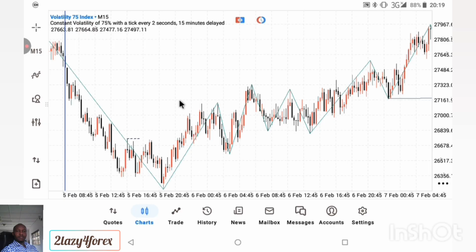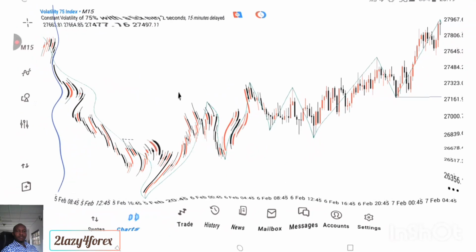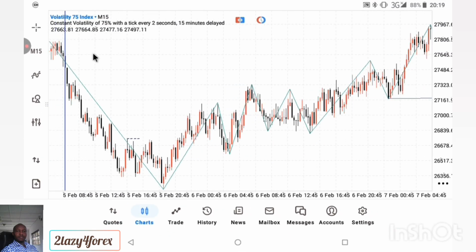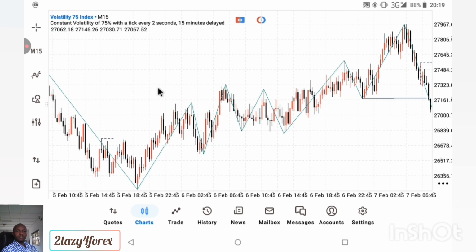Zigzag shows you everything you need to see there. For the sake of clarity, let's dive in. Here we are on the 15 minutes chart, Volatility 75. It works on any pair, currency, synthetic, stocks, whatever it is, it works. The zigzag indicator is one of the indicators we have on MT4, MT5, the PC, and MT5 mobile.